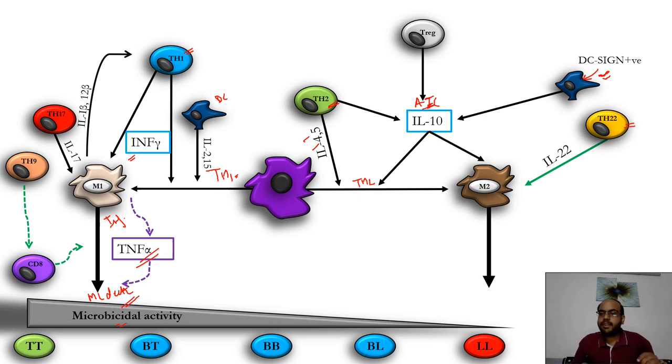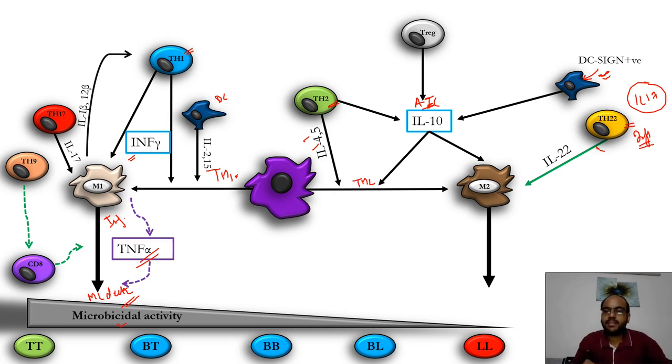TH22 is another subset. These are formed by interleukin 17. It can also lead to M2. And the only reason that I have put that in green is because TH22 is an inflammatory subset. So what happens is, if you are increasing the inflammatory arm, the body will try to resist the increase so that it can keep itself under control. So, if any process in the body is started, the method to control that process is also started.